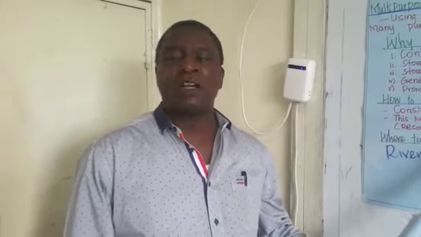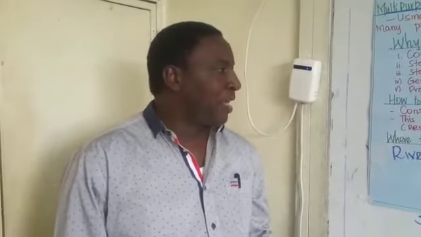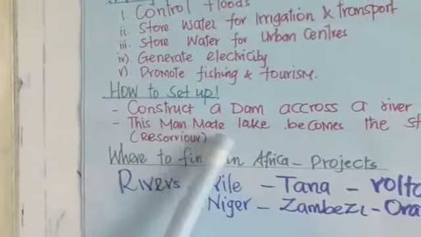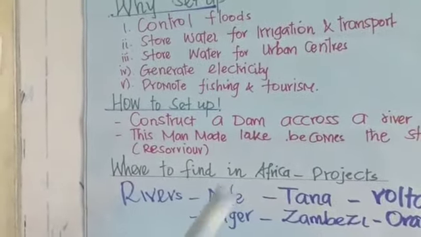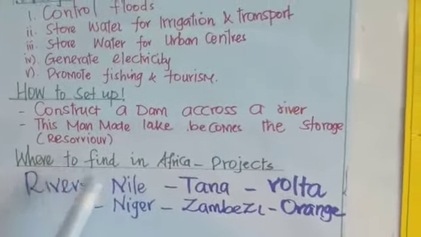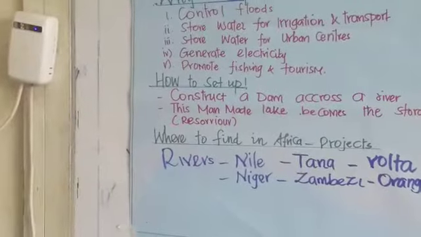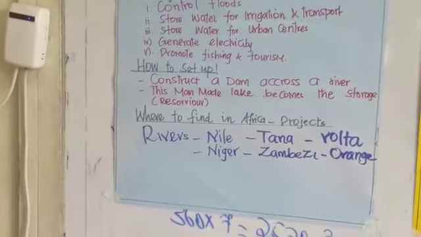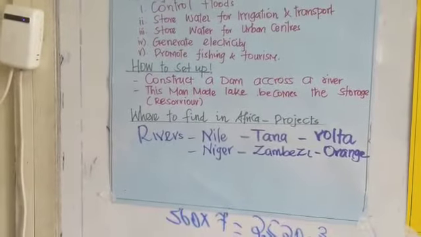Then, how do we set up a multipurpose river project? We do this by constructing a dam across a river. Now, this dam becomes the man-made lake which stores water, what we call a reservoir. So, in Africa, where are these river projects? I'll just give a few examples.